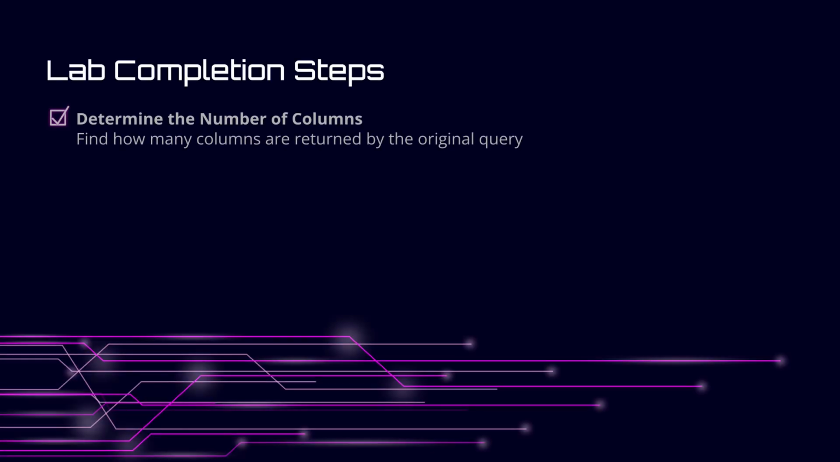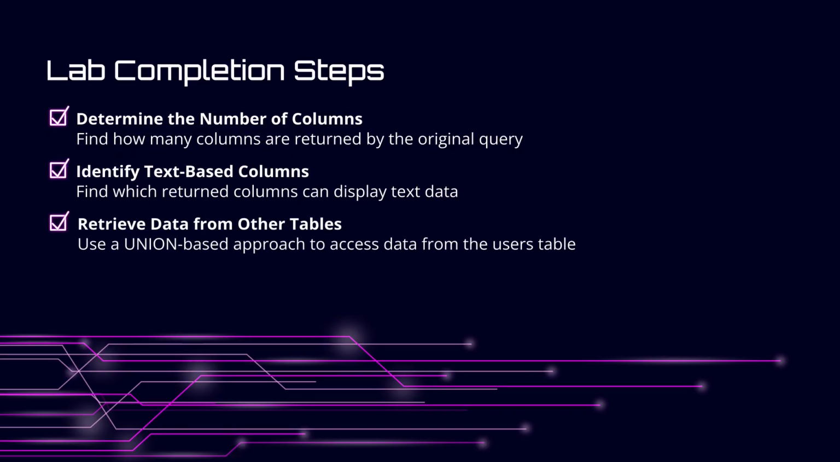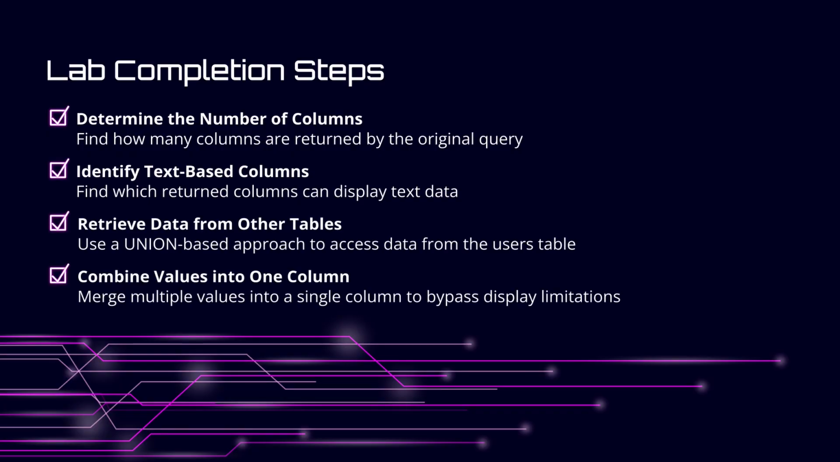To complete this lab, we follow 4 key steps. First, we determine the number of columns returned by the original SQL query. Next, we identify which of those columns can display text-based data in the application's response. Once that is confirmed, we use a union-based technique to retrieve data from another table, specifically the users table. Finally, because only one column is displayed, we combine multiple values into a single column so they can be returned together in the response. Let's take these steps and see how they work in the live lab.